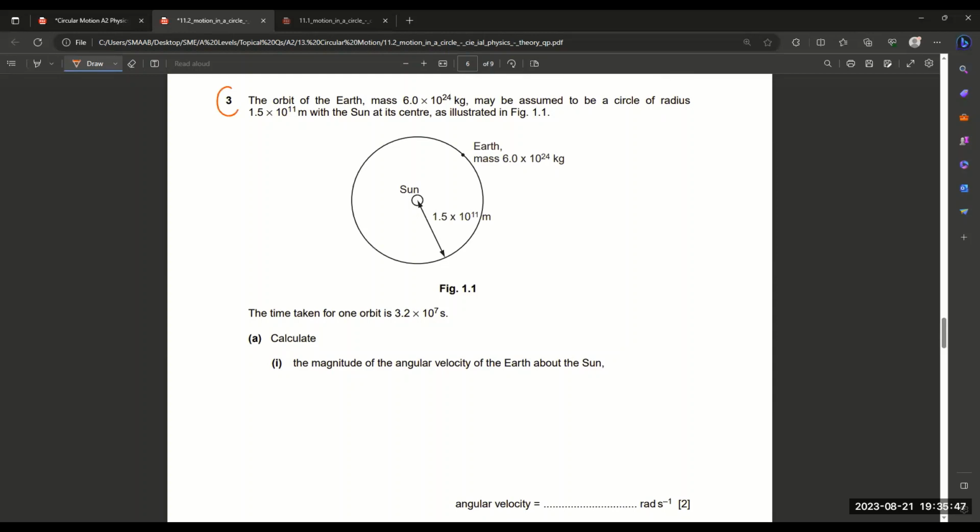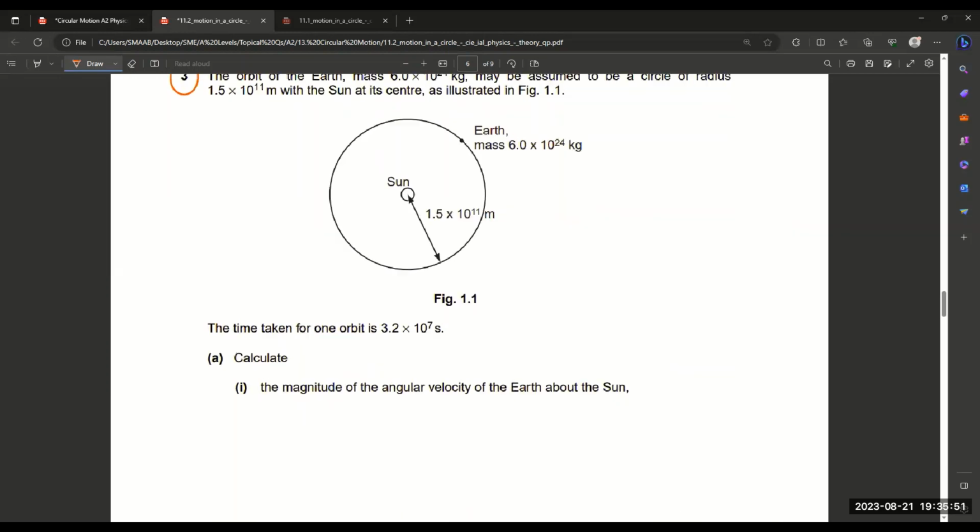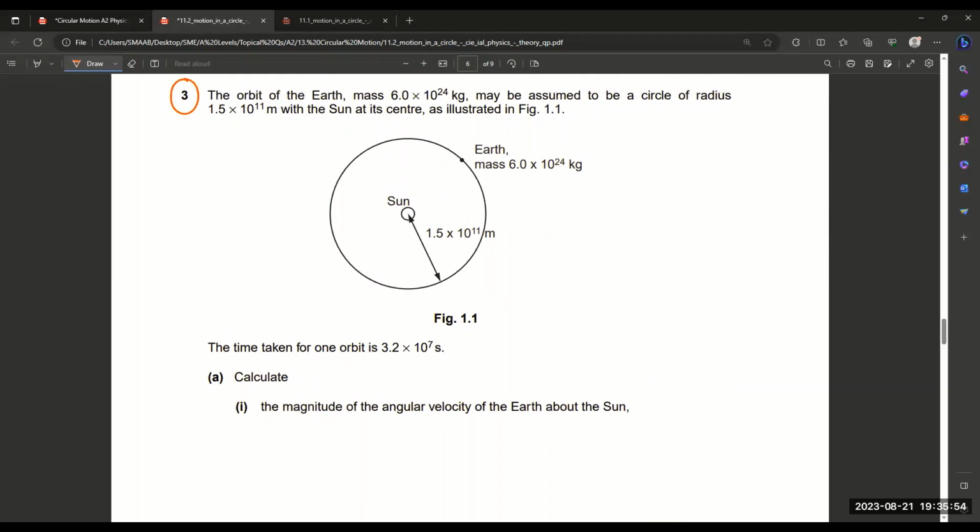Question number 3. In question number 3, the orbit of the earth around the sun, the mass of the earth is given as 6 times 10 to the power 24 kg, and the orbit may be assumed to be a circle of radius given here. This is the mass, this is the radius at the center. Now the time taken for one orbit is given. And they are asking to calculate the magnitude of the angular velocity of the earth about the sun.